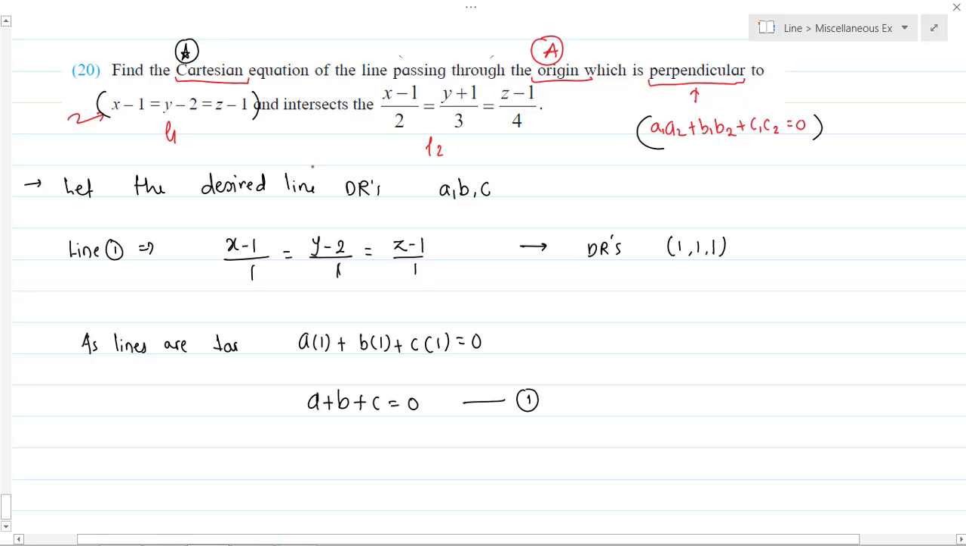Perfect. Next, they said that our desired line is intersecting the second line. What do we get from this information? Intersecting means their shortest distance has to be 0. Just now in the last two questions we did the same thing. If the shortest distance is equal to 0, then the determinant, del, is equal to 0, which we have already seen. So let me write that here.